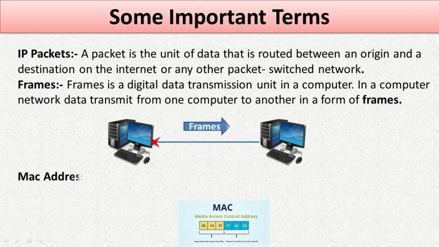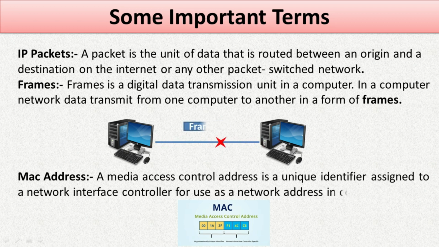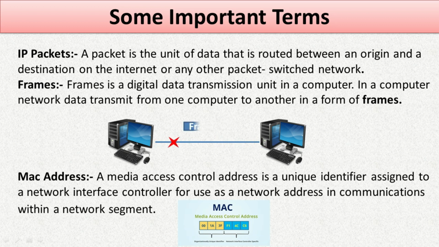MAC address. A media access control address is a unique identifier assigned to a network interface controller for use as a network address in communication within a network segment. A MAC address is a unique address that each and every computer has, which helps the computer to communicate in a network. Every computer has a network interface card installed in its hardware, and the network interface card has a 6-byte physical address, that is the MAC address, which helps the computer to communicate and connect on the network or internet.